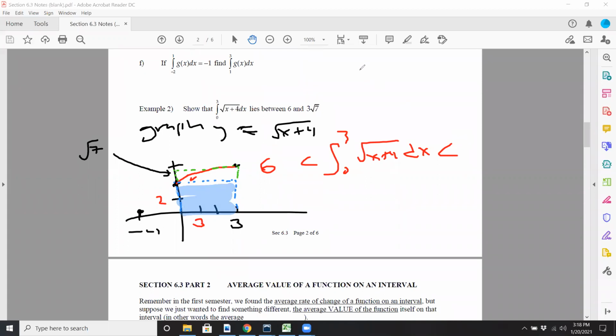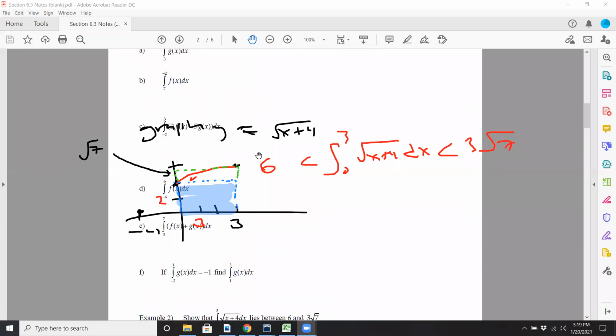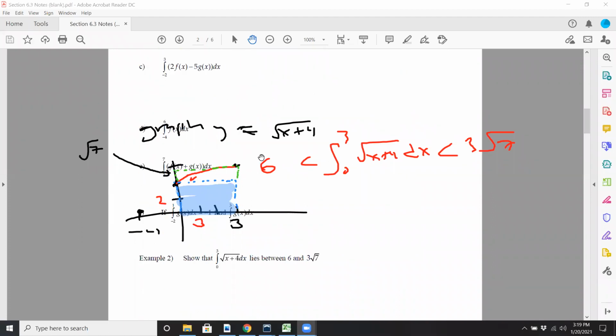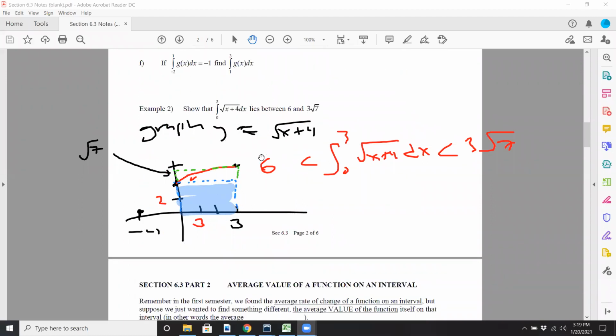And that's using the Max Min Inequality theorem, or property, that was mentioned on the previous page, Max Min Inequality. So that's what's going on there. So again, we have some properties.